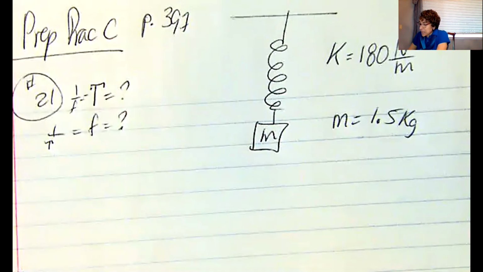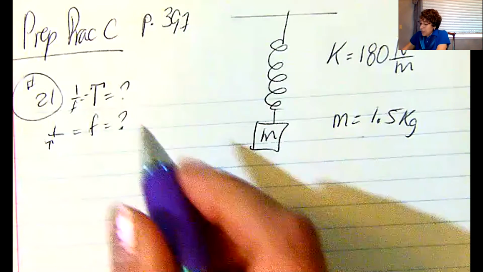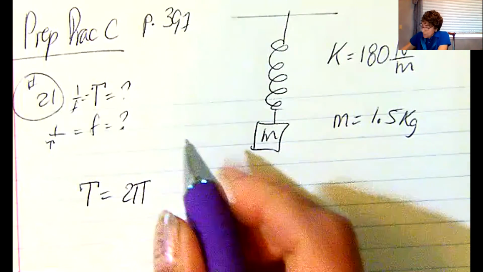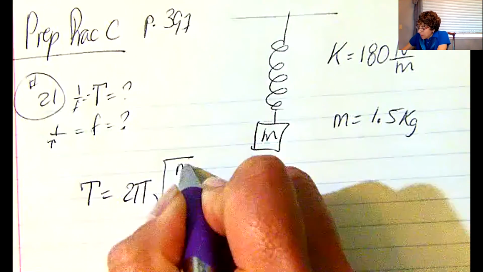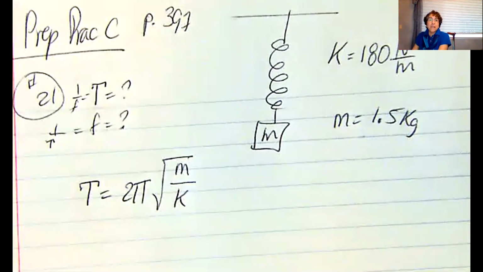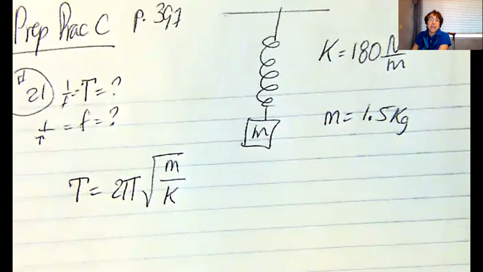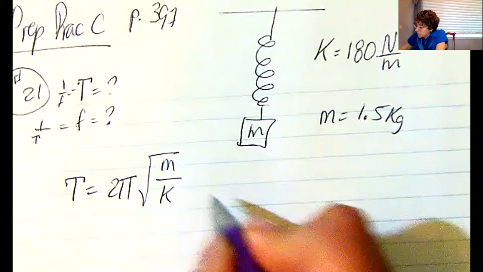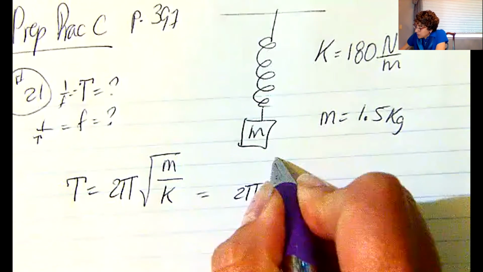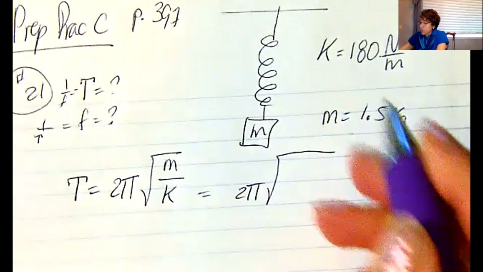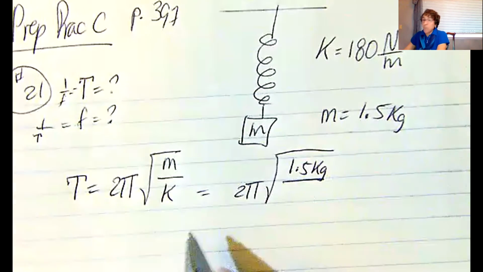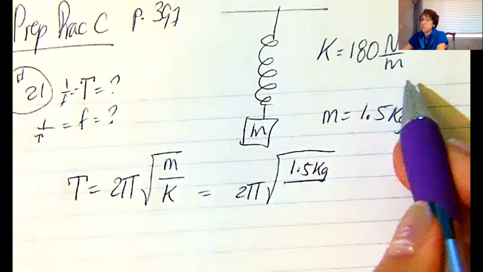All right, so let's take a look at the equation for the period in the mass spring system. The period is equal to 2 pi times the square root of the mass over the spring constant. That's all we have to do. We just plug that in. But let's make sure that the units work. I'm going to prove it to you. So here I have 2 pi times the square root of 1.5 kilograms, and I have to put k, which is 100 newtons per meter.